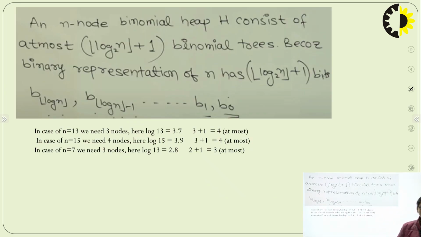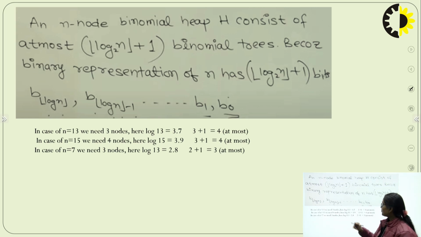Now, this is another algorithm, or we can say another lemma, which is also important, exactly for 2-3 marks, mostly asked in your university examination. What was that? An n-node binomial heap consists of at most floor of log base 2 n plus 1 binomial trees, because the binomial representation of n has floor of log base 2 n plus 1 bits.